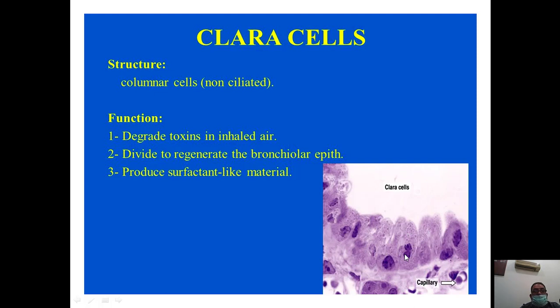What is the function? It degrades toxins in inhaled air, divides to regenerate the bronchial epithelium, and produces surfactant-like material. Three functions: toxin removal, and by dividing it can produce type 1 and type 2 alveolar cells. It is the mother cell, and also produces surfactant-like material. It is called the Clara cell. Look at the picture, high cuboidal, round nucleus, apical granules in the cytoplasm, no cilia.